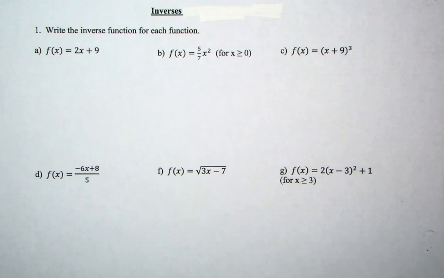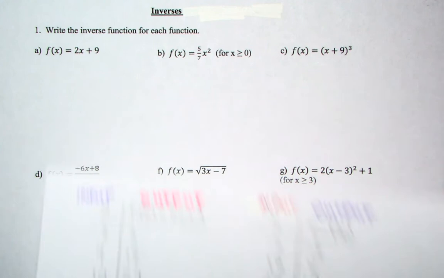In this video, I will show you how to write the inverse of a function. Let's take the first example here. We have f of x equals 2x plus 9. Let's go back to the definition of a function where you have inputs and outputs.